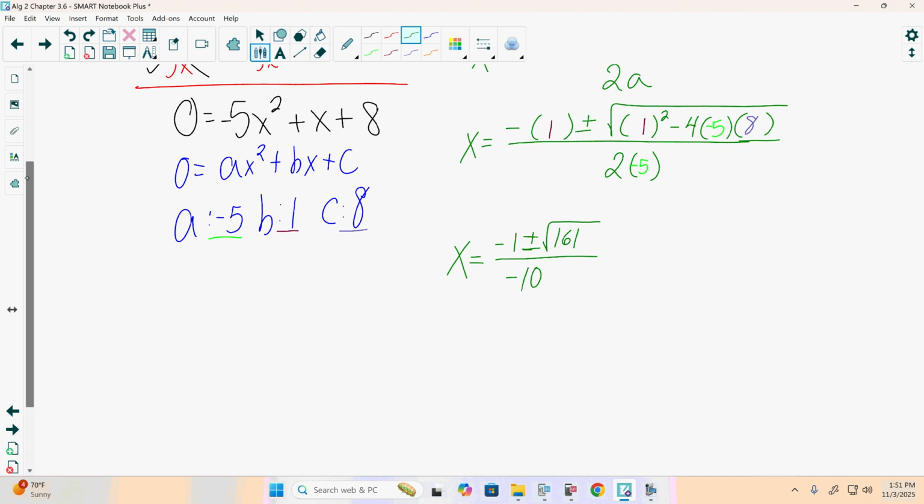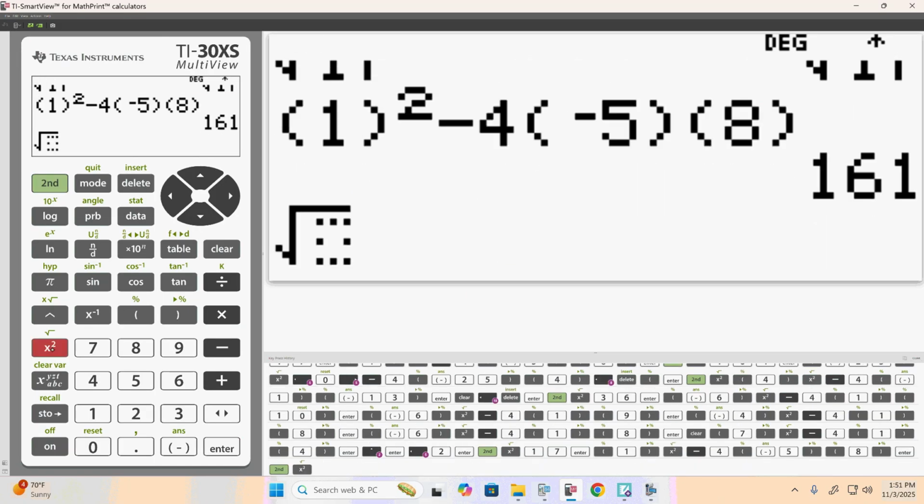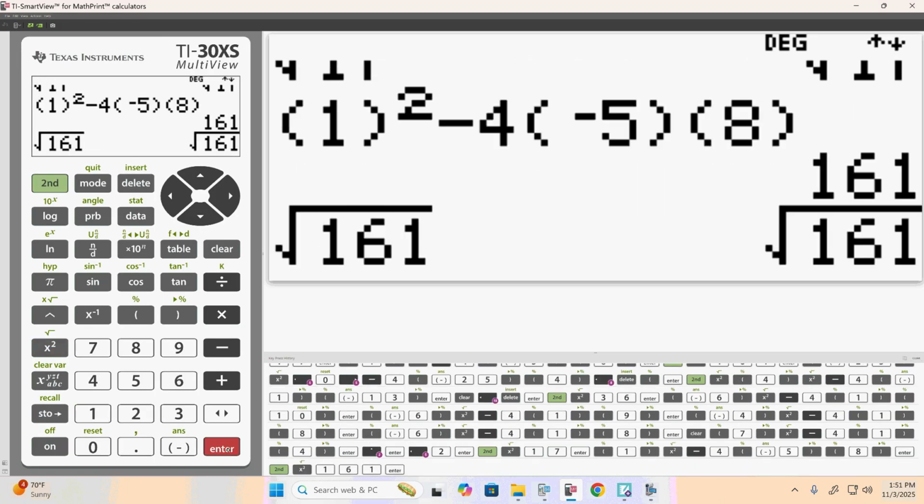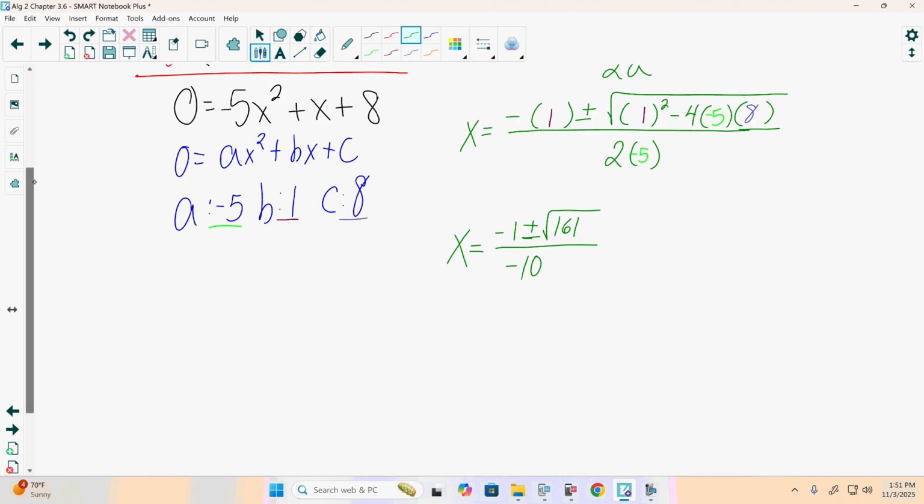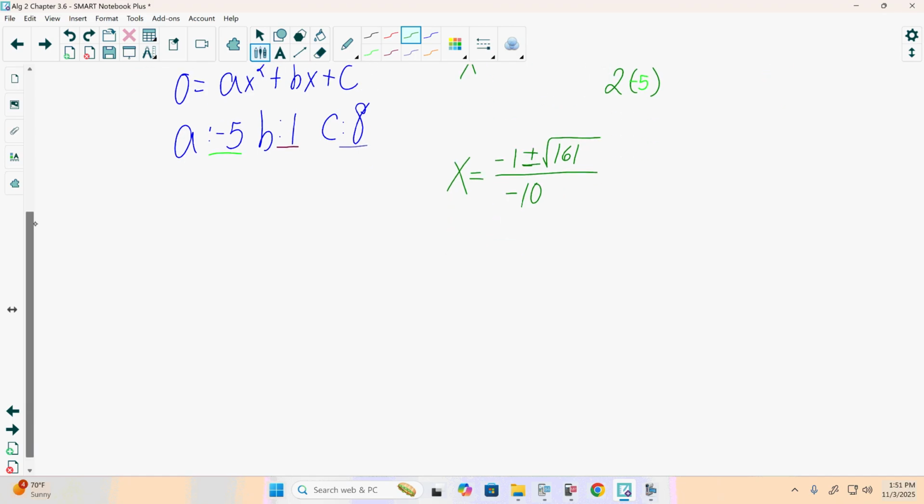Now, at this point here, I would grab the yellow calculator, the 30xs, and just make sure that we cannot take the square root of 161. We cannot write it in a reduced form or a more reduced form than this here. So the square root of 161 is in simplest radical form. Any questions on anything we've done so far?